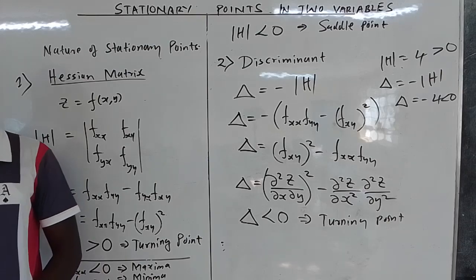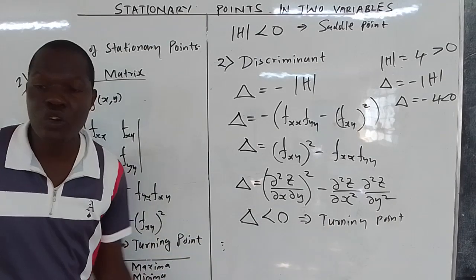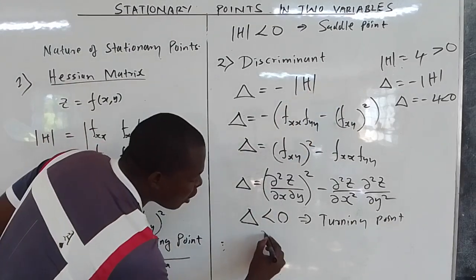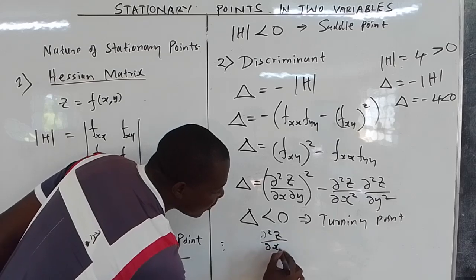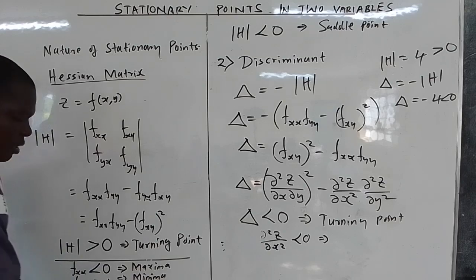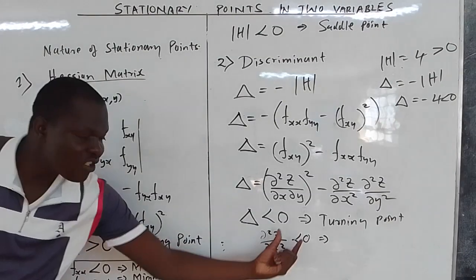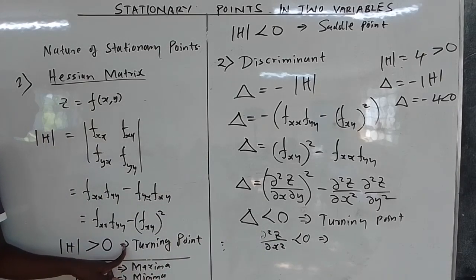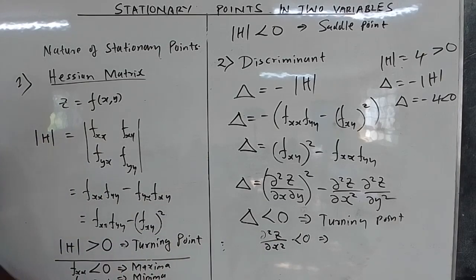Are we together? So the moment you get the discriminant less than 0 to define a turning point, you now use the first principle minimum, which is now what? Partial squared z with respect to x. When it is less than 0, it is what? Maximum. This one remains the way it is as always. What is different is the discriminant and the determinant of the Hessian matrix, isn't it? But you know when the first principle minimum is less than 0, it is always a maximum point, isn't it? When the first principle minimum is greater than 0, it is always the minimum value.